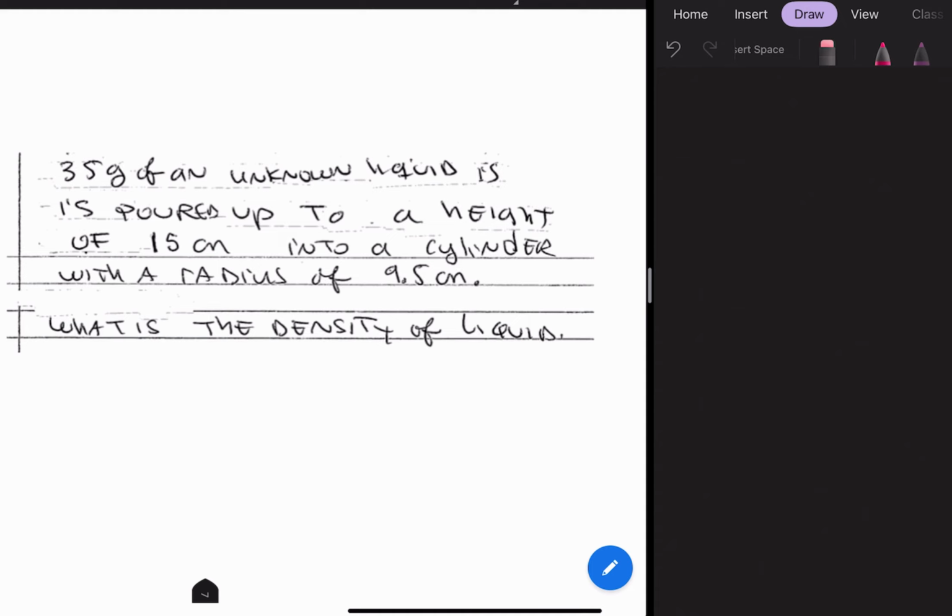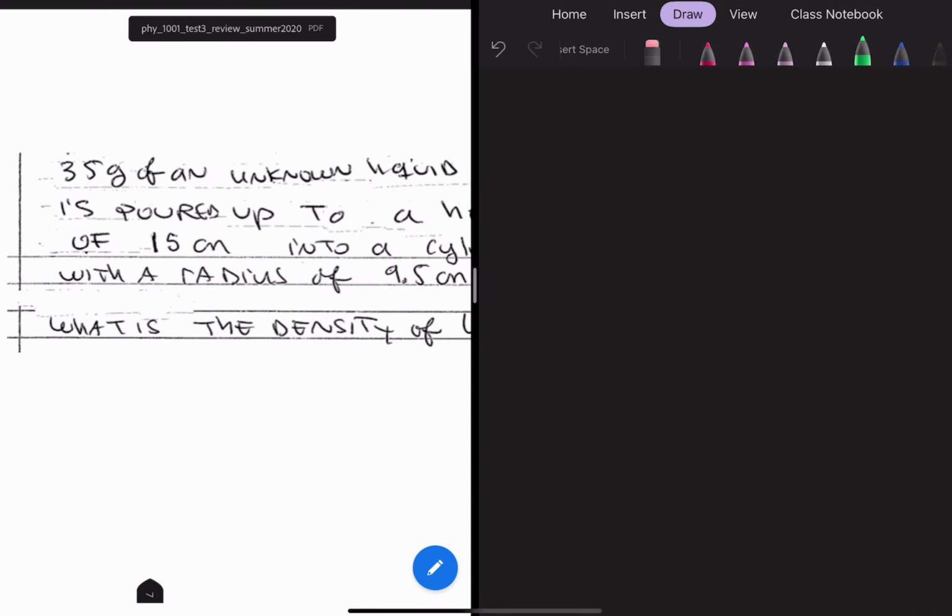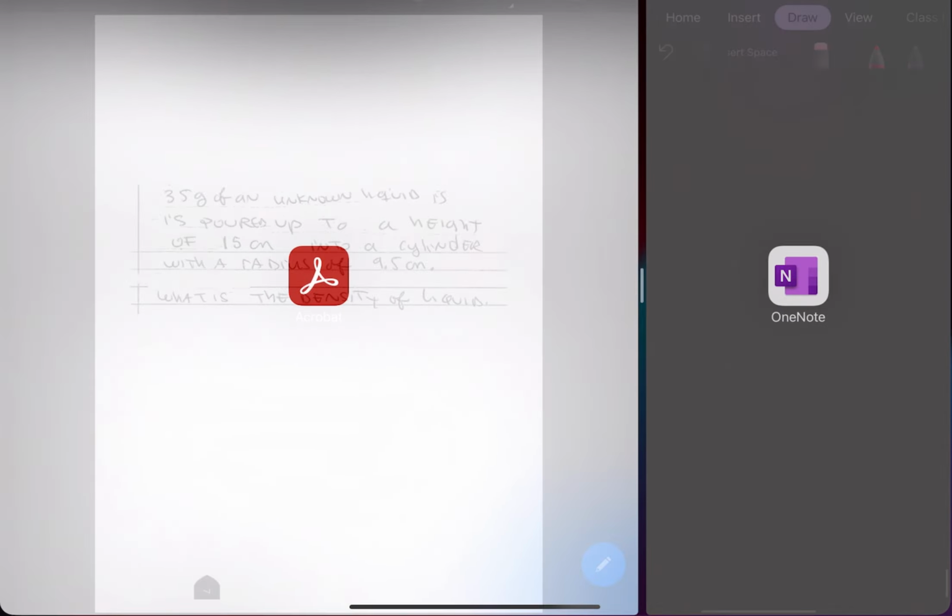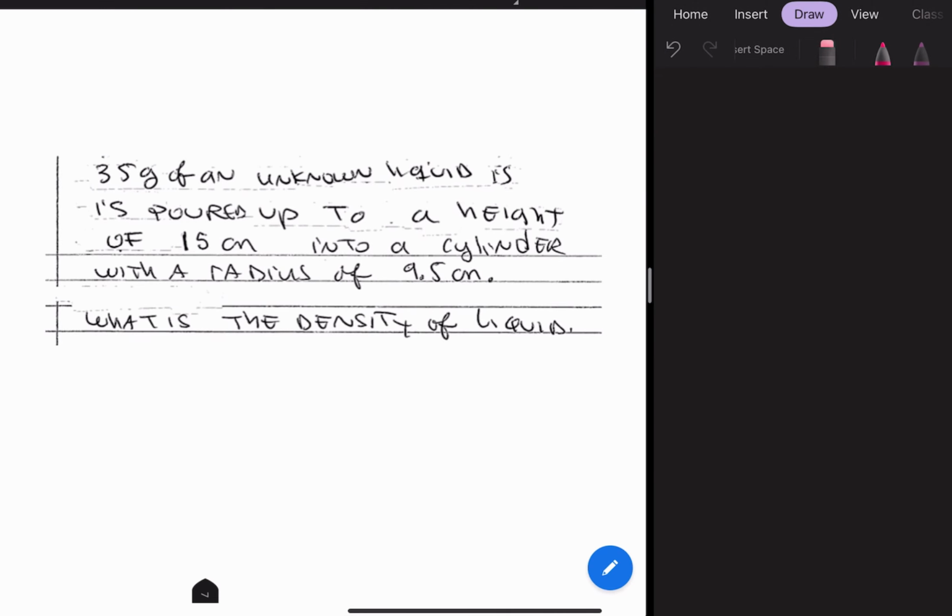The next question says 35 grams of an unknown liquid is poured up to a height of 15 centimeters into a cylinder, and the cylinder has a radius of 9.5 centimeters. Find the density of the liquid. So go ahead and pause, try to solve this one, and when you're ready, unpause.